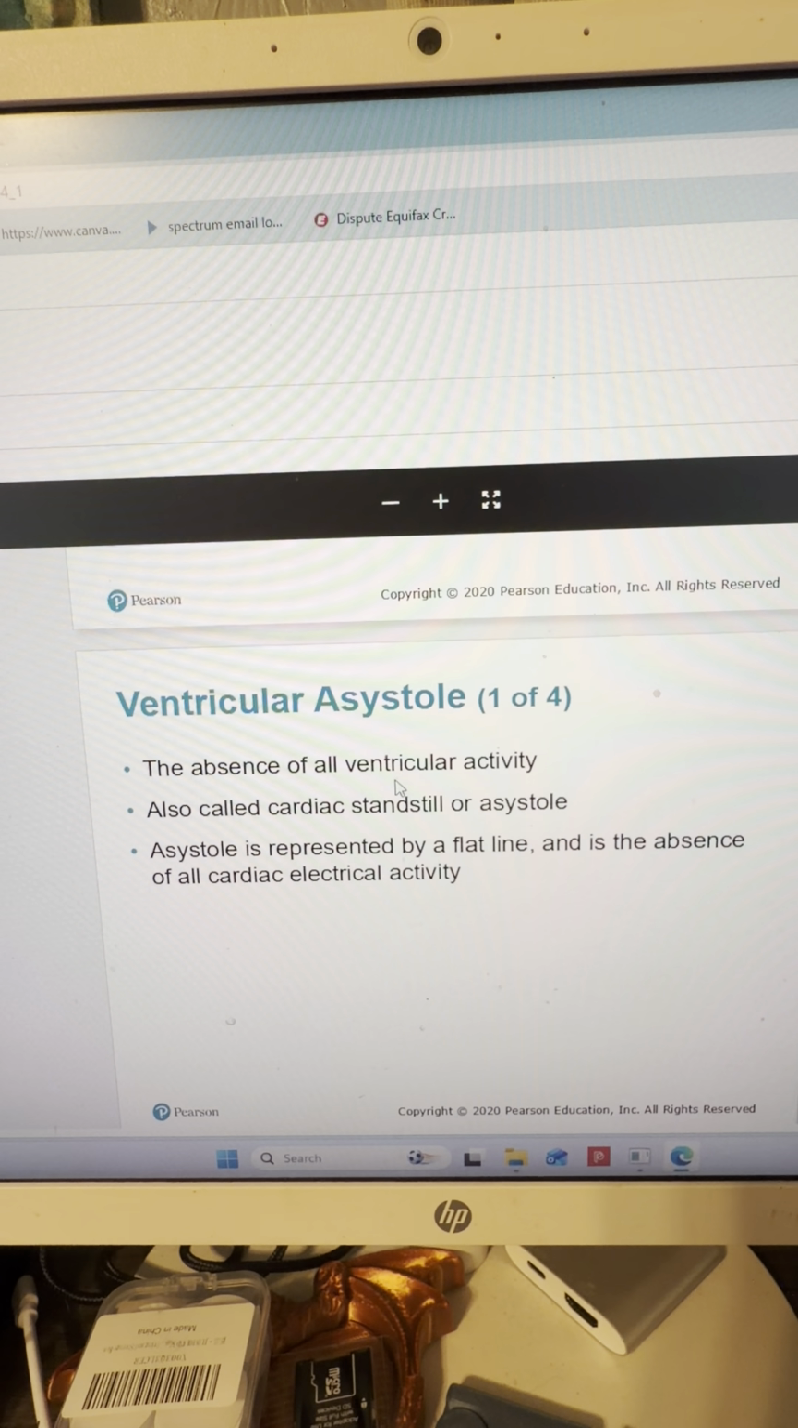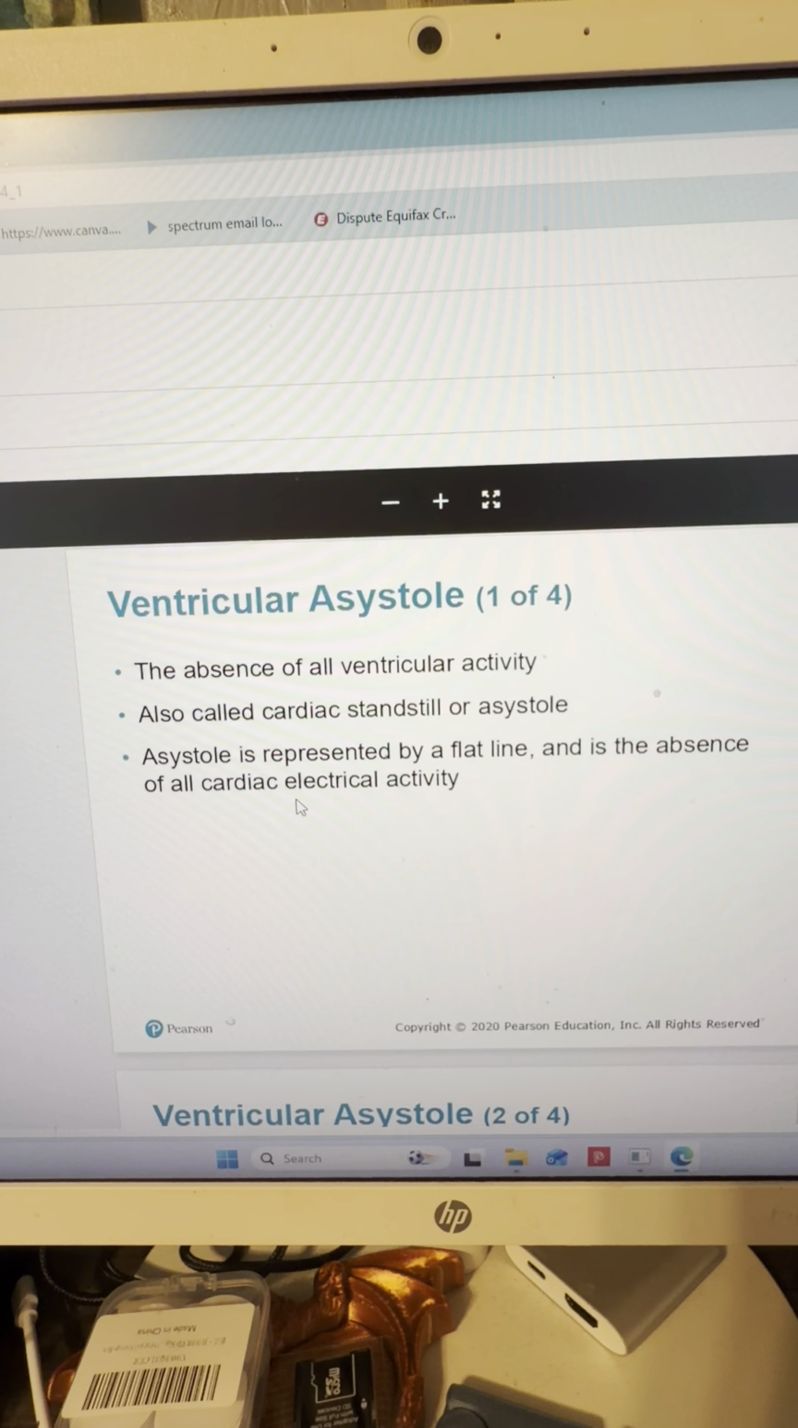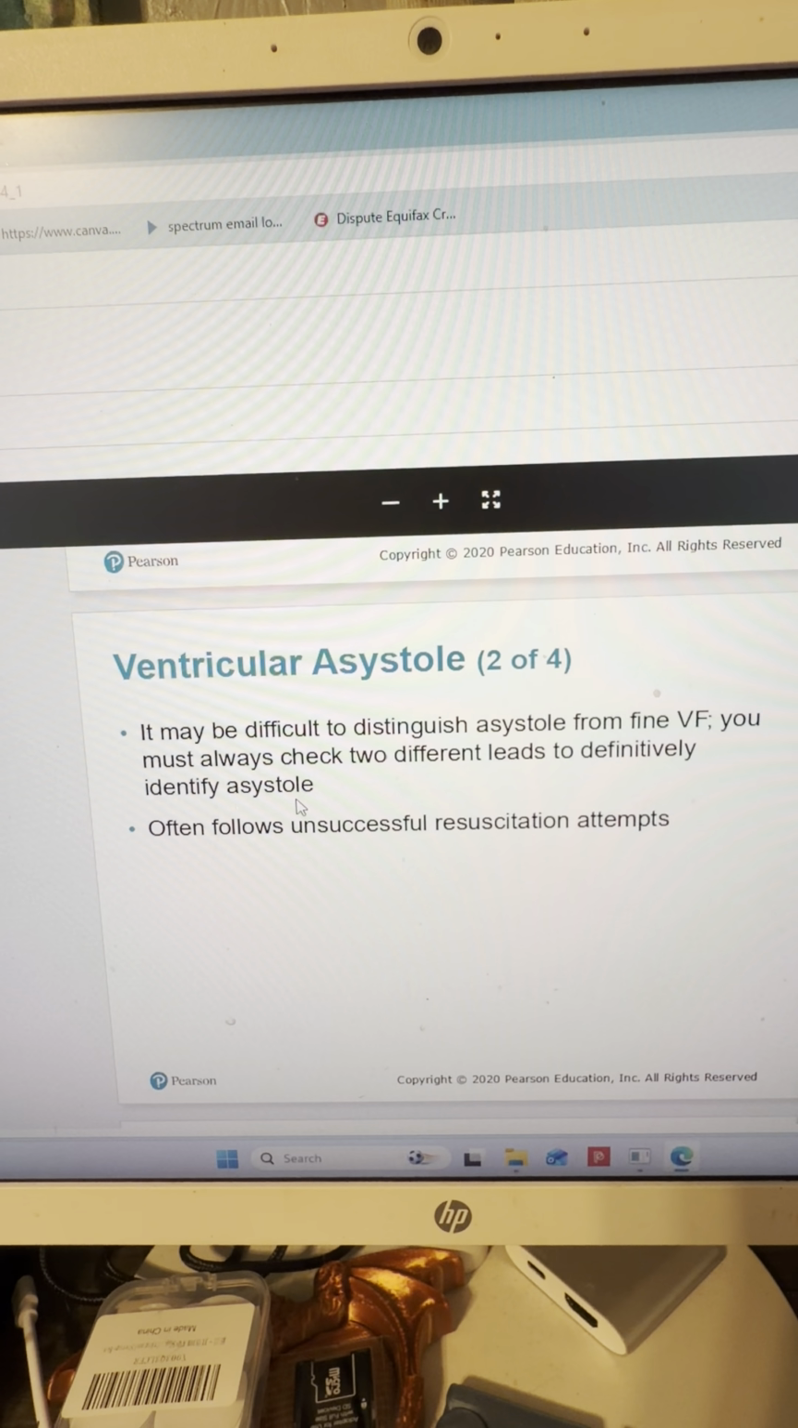Ventricular asystole is there's no ventricle activity at all. It's also called cardiac standstill or asystole. It's represented by a flat line in the absence of any electrical activity. It may be difficult to distinguish from fine VFib, but you just flip over to lead 1 or 3 and look at it again. And if it is chaotic, then we're going to call it VFib. If it's flat, then we call it asystole.